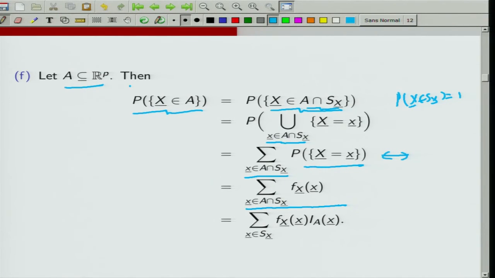So, what it says is I sum over only A intersection S_X, which is the same as summing over S_X and taking the term as 1 if x is in A. So, I am summing only over A. If x is not in A, I am not summing. This is equivalent to saying that the probability that X belongs to A is the same as the sum over x belonging to S_X of f_X(x) times I_A(x), the indicator function of x.